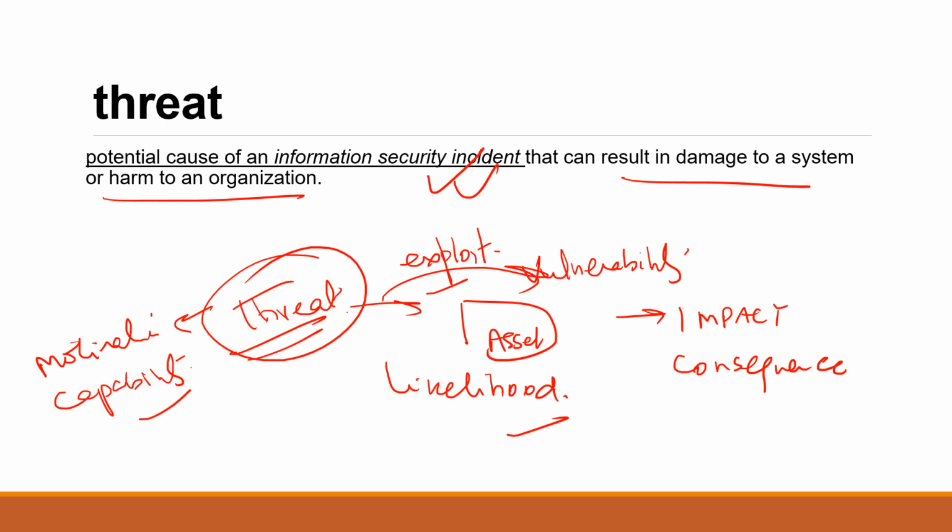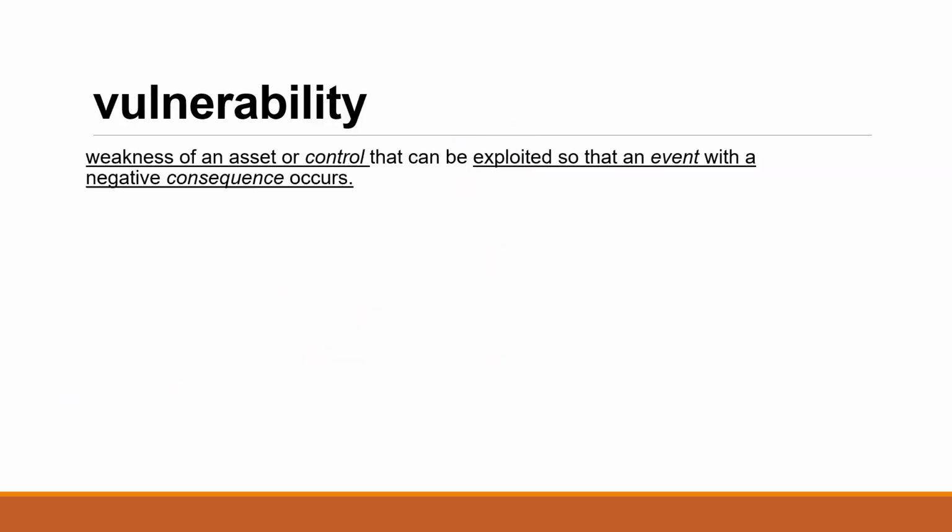And we know incident. What is an incident? An incident is an unplanned interruption. Something which is a disruption, a degradation in the service, that will have impact. A threat is a potential cause of an information security incident that can result in damage to a system or harm to an organization. Vulnerability, just now we talked about it, is a weakness of an asset or control, and this is what is exploited by the threat.